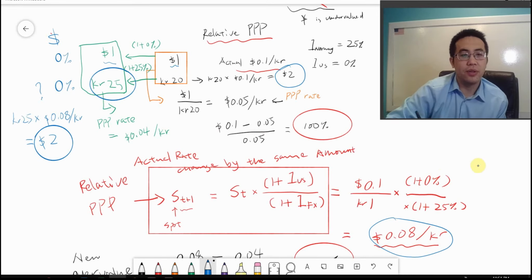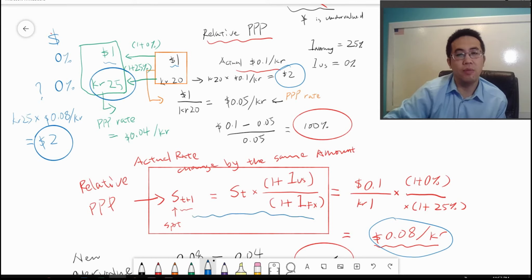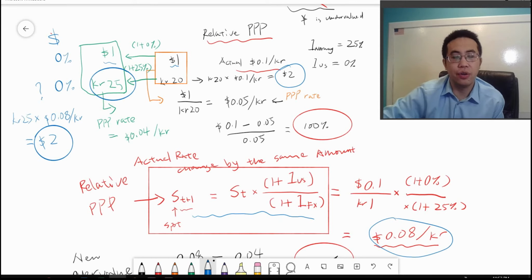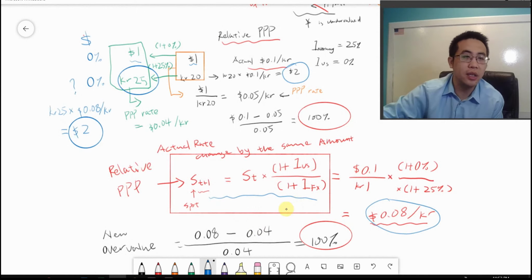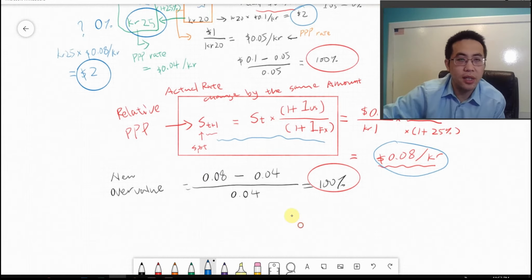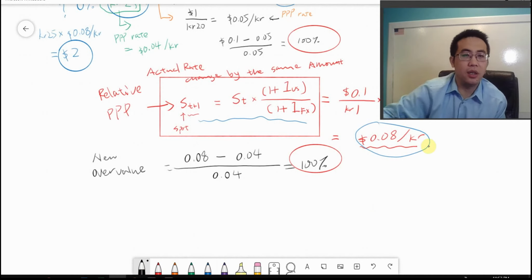And this comes back to this important formula. The exchange rate has to adjust for the inflation, so the relative form of PPP would hold. And under the relative form of PPP, the amount of overvaluation and undervaluation is still the same, as I proved earlier. Okay, so let me just write some keynotes here.